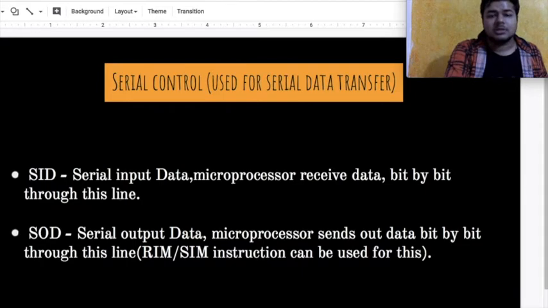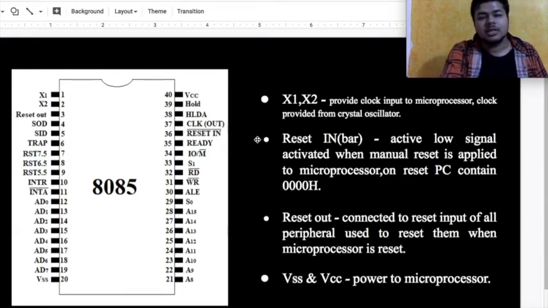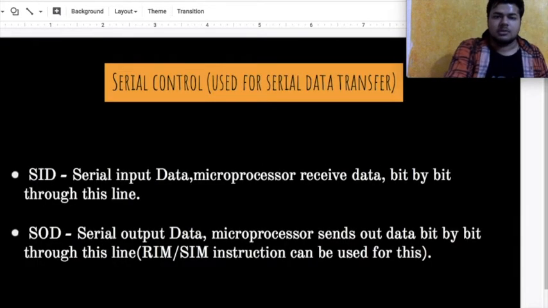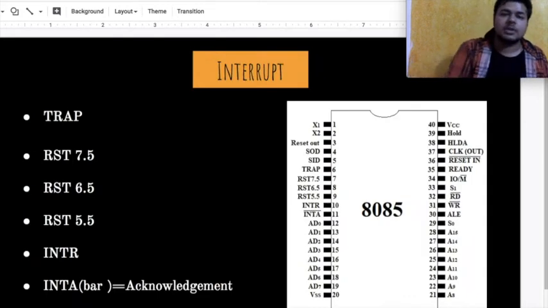Now coming to the serial control, used for serial data transfer: the SOD and SID pins. The SOD pin is used to transfer data out serially. We program this using SIM and RIM instructions, and SID is used to accept data serially, bit by bit.